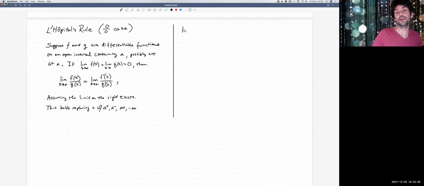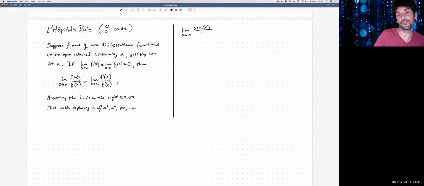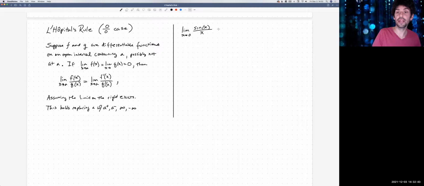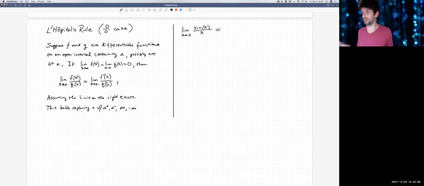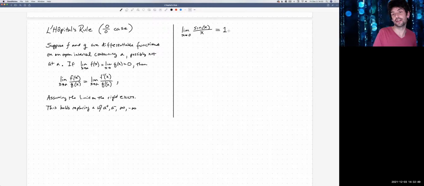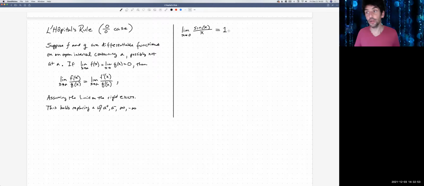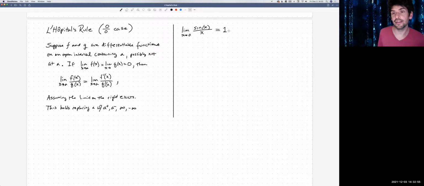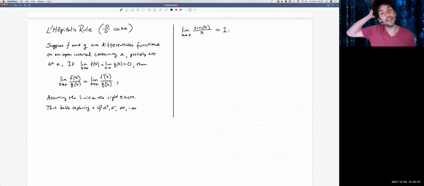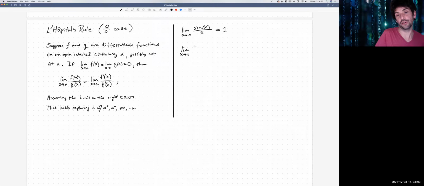Early in the quarter, we looked at the following limit: the limit as x goes to 0. This is one of our very first videos, very long ago. We used geometric reasoning to determine that the limit of sine of x over x as x goes to 0 is 1. We went through this somewhat lengthy argument to show that that's the case. With L'Hopital's rule, this is a very simple thing to show.